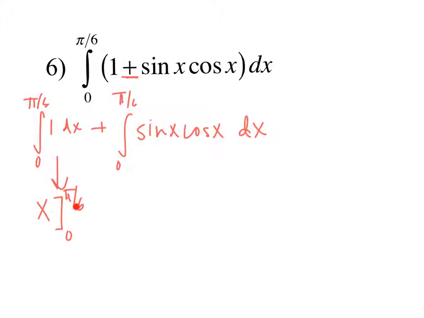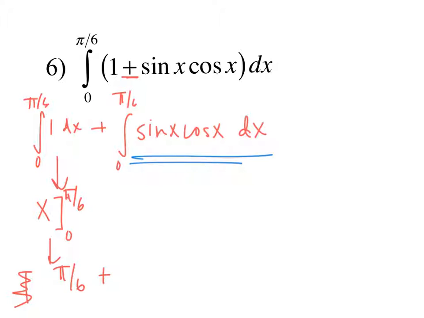So f of pi over 6 is simply pi over 6, and f of 0 is simply 0. So when we're ready, this guy right here, area under the curve is pi over 6. We're going to add that to this. Okay, now we're going to work on this guy over here. So again, the integral of 1 is x, and we're evaluating it at pi over 6 minus evaluating it at 0 to get pi over 6.